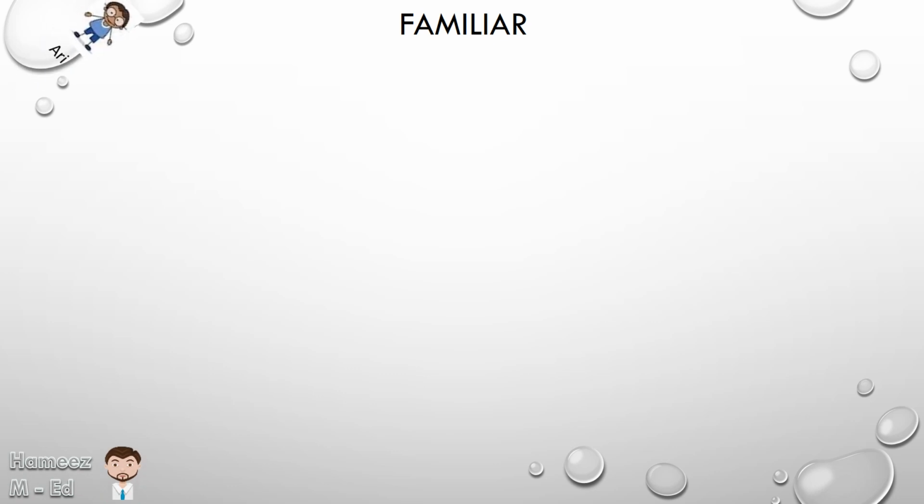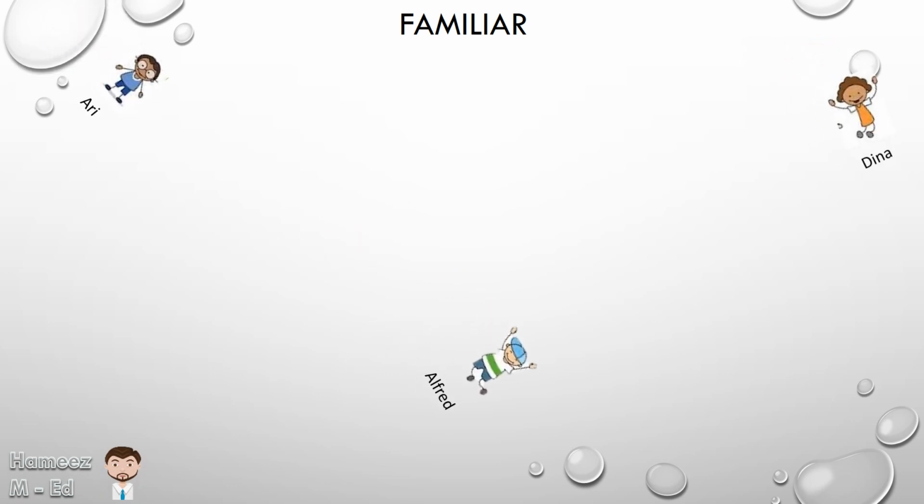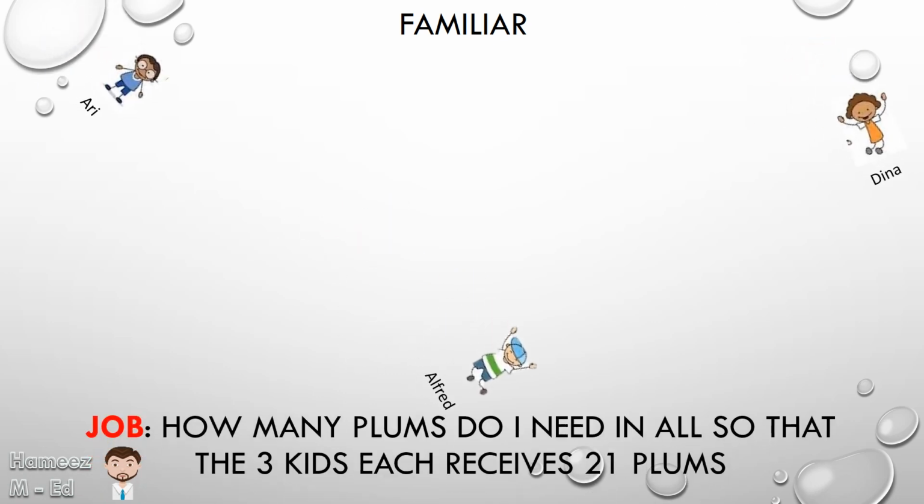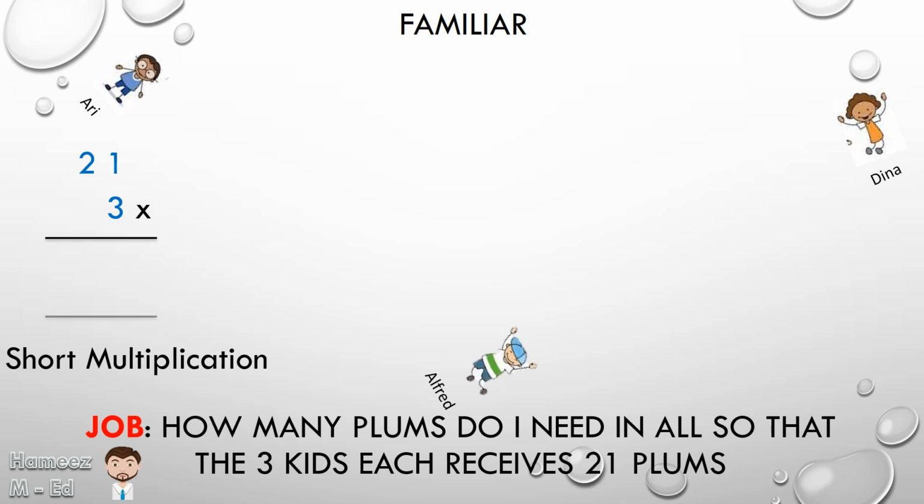Hopefully, we will recognize that this topic is very familiar to us. As we look at this question, how many plums do I need in all so that the three kids each receive 21 plums? Now, you've been doing this sort of question for many years, right? If we want to find out how many in all, it would pretty much be a short multiplication question. So we say 21 times 3, and then we put our equal sign here, as you know. We see 3 ones are 3 and 3 twos are 6. So we're going to get 63.